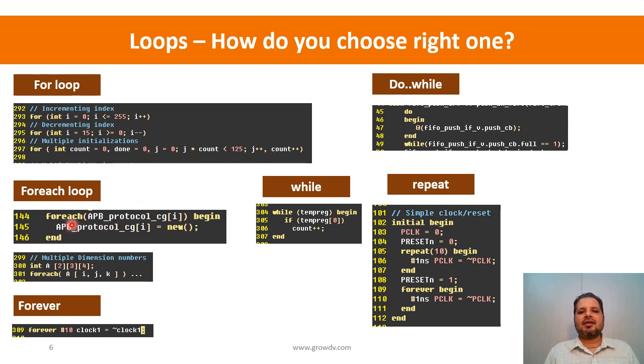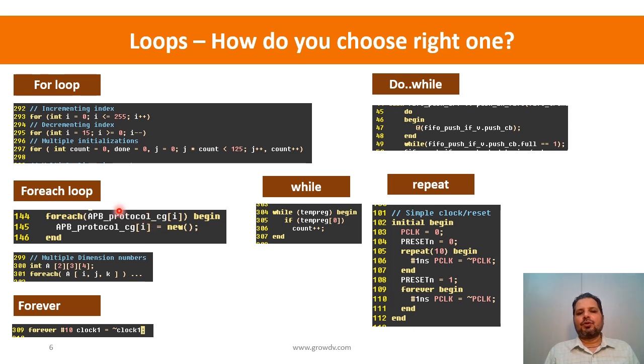The second one is the foreach loop. The foreach loop is very helpful when you iterate through queues especially, or even dynamic arrays. So for one dimensional arrays, you write foreach of the array name, and in the square brackets you put the index i. This can be any name. Here I use the variable name i, but any name can be used. And inside that foreach loop, for example here, apb_protocol_cg of i, there is a queue of covergroups that have been specified, and each of them is being instanced.